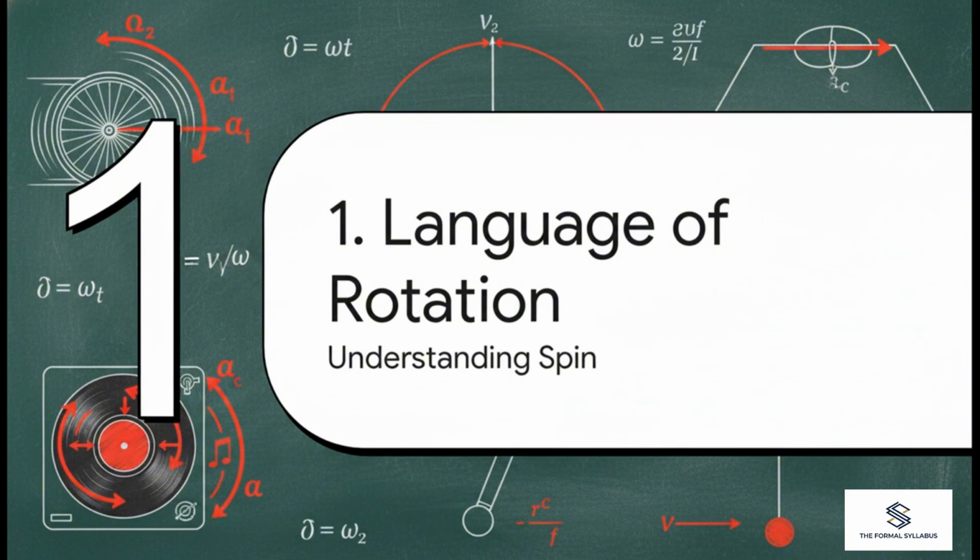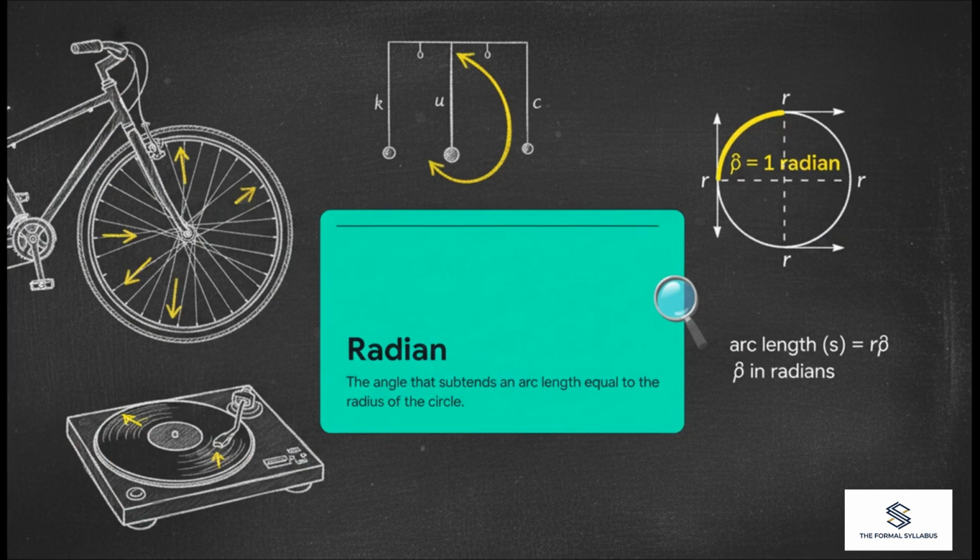All right, kicking things off with Section 1, the language of rotation. Before we can really deconstruct a spin, we've got to learn its native language, and that is the radian. Now, you're probably used to thinking in terms of degrees, right? 360 degrees in a circle. But honestly, in physics, degrees are completely arbitrary. Why 360? It's just a historical convention. The radian, though, that is the natural, fundamental bridge between linear and rotational geometry.